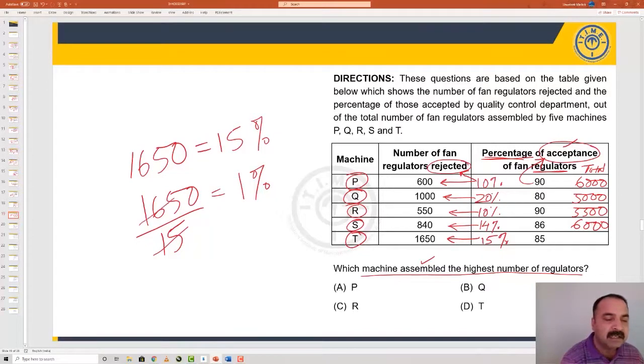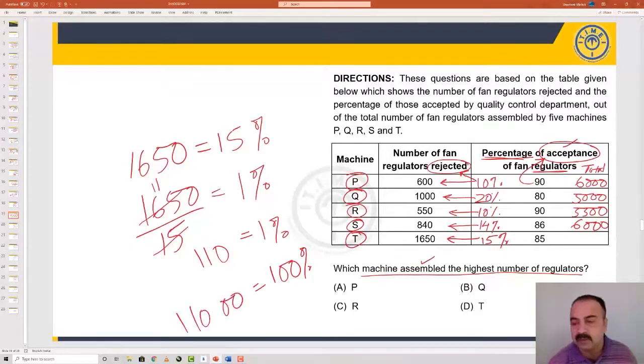And 15 11s are 165, 15 10s are 150. 150 plus 1 more 15 is 165. Therefore, 1% is equal to 110. Therefore, 100% will be equal to 110 followed by 2 zeros, that is 11,000. So now, as per the calculations on total assembly, that is what the question is asking.